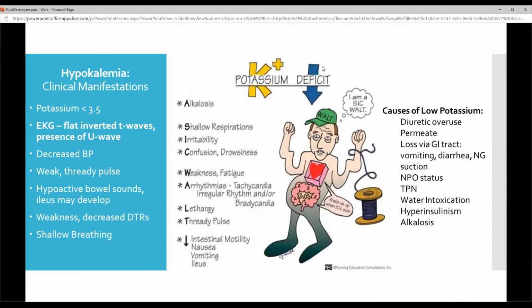Potassium, obviously you know the levels. Potassium, again, cardiac monitoring. If the patient is admitted for something abnormal with their potassium, you need to monitor, add a cardiac monitor to their care, or an EKG at least.